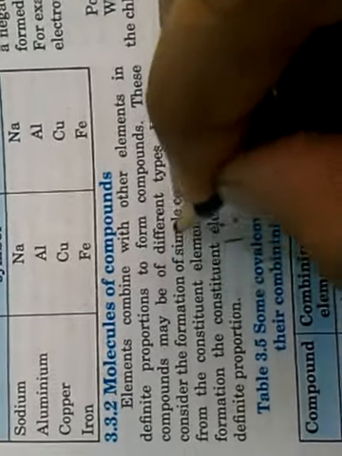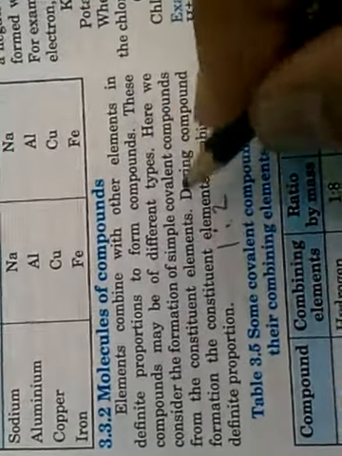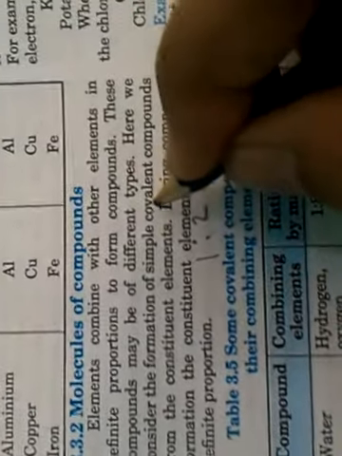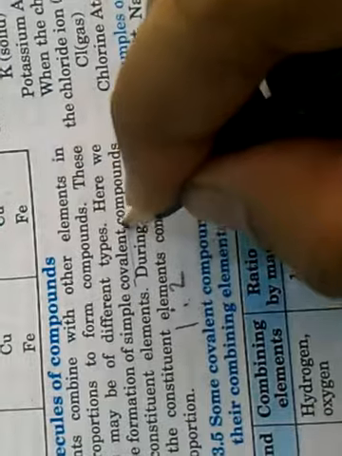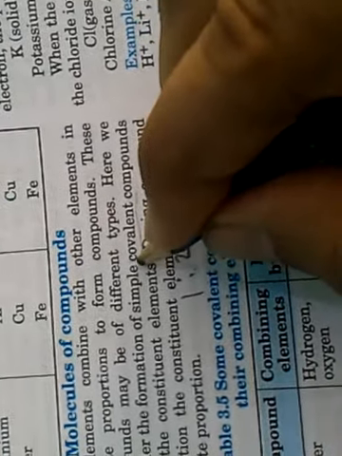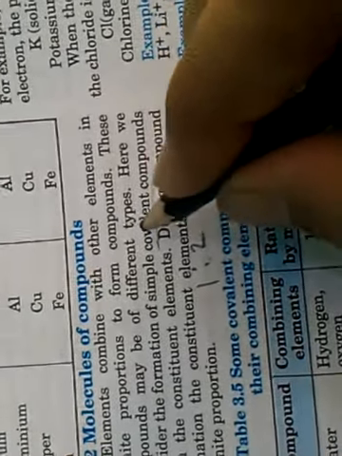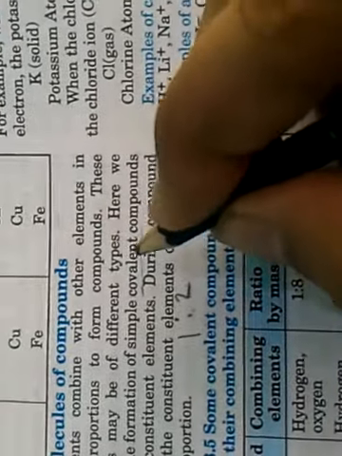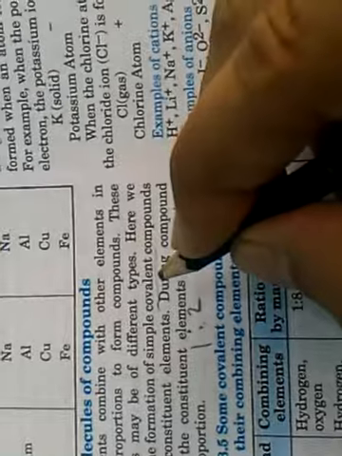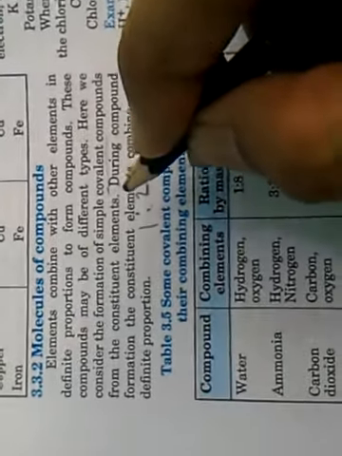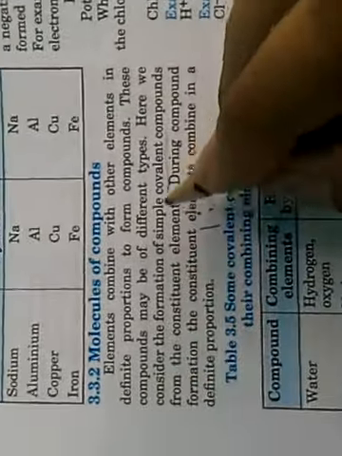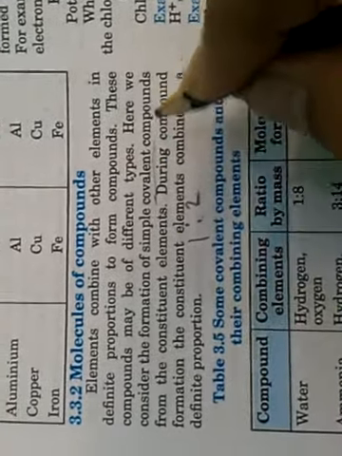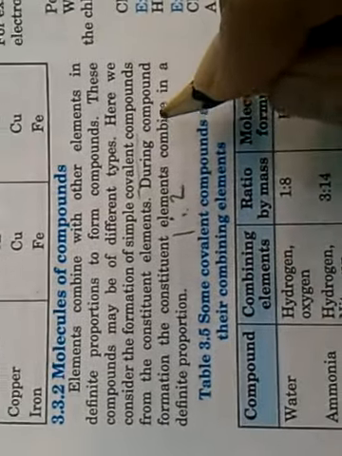These compounds may be of different types. Here we consider the formation of simple covalent compounds. You will learn about this later; the term covalent indicates the nature of the bond. About covalent, coordinate and ionic bonds, you will study all of these later. So here we are considering the formation of simple covalent compounds from the constituent elements.